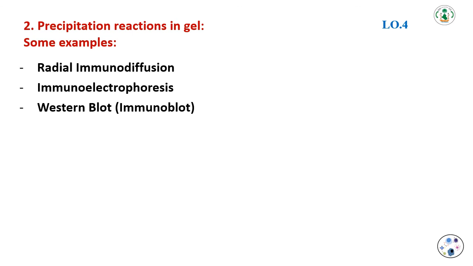Precipitation reactions in gel. Some examples: radial immunodiffusion, immunoelectrophoresis, Western blot, immunoblot. You are going to take details about Mancini and Ouchterlony precipitation and reactions in gel in the laboratory lessons. So we just mentioned some examples, and the details about these reactions will be discussed during the practical lesson.